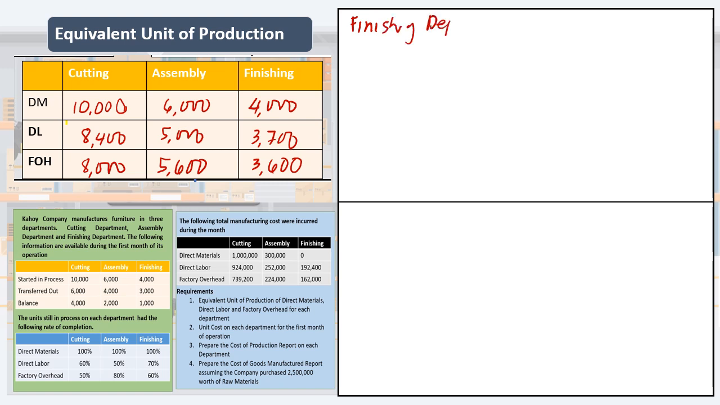So, pareho lang naman din po yung approach natin. Gawin natin, ilatag natin yung mga manufacturing costs such as the direct materials, direct labor, and we have the factory overhead. So, for the direct materials, ang amount po natin, dito yan manggagaling. Dahil finishing department na ito, wala na po tayong na-incur na direct materials. For the direct labor, we have 192,400. Then, sa ating factory overhead, we have 162,000 pesos.